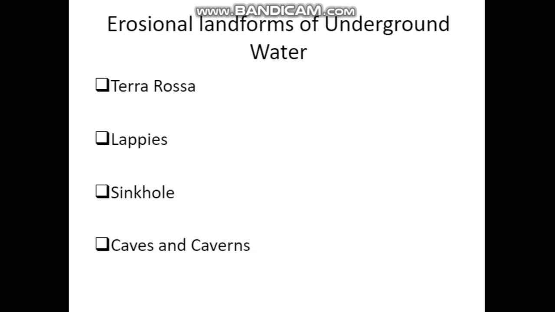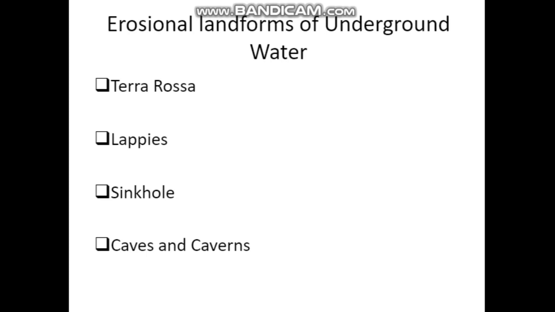So what are the subheadings under this heading? Erosional landforms of underground water. Erosional, what is the meaning of erosion? Okay. So under this, what are the headings? Terra rosa, lapis, sinkhole, caves and caverns. So one by one we are going to learn.